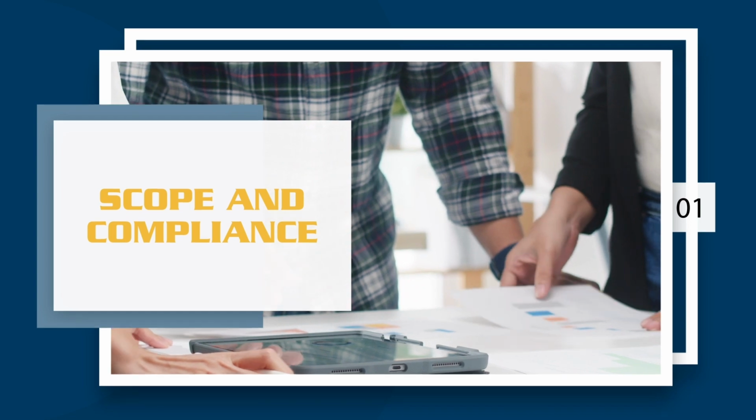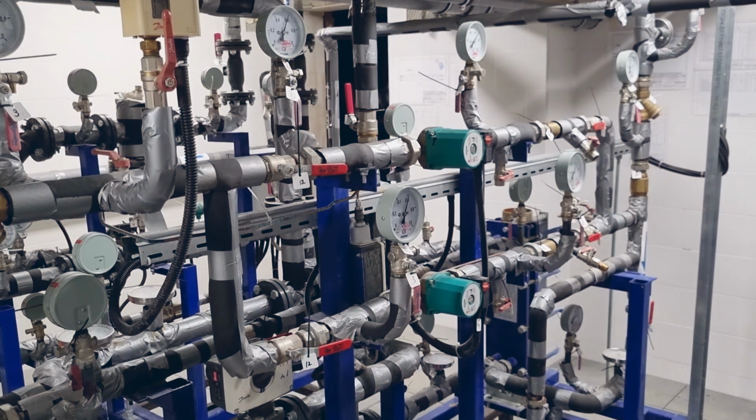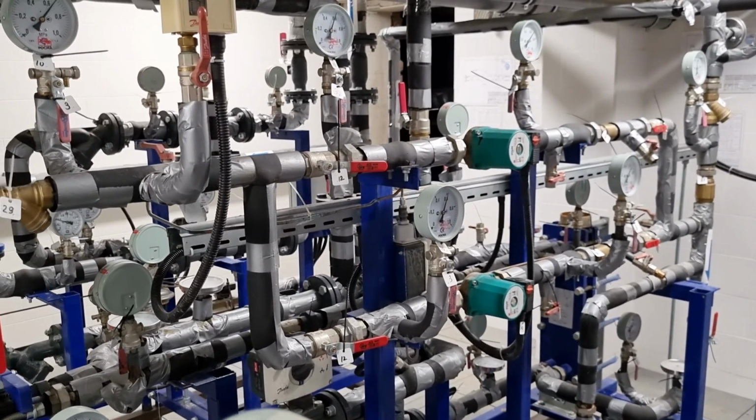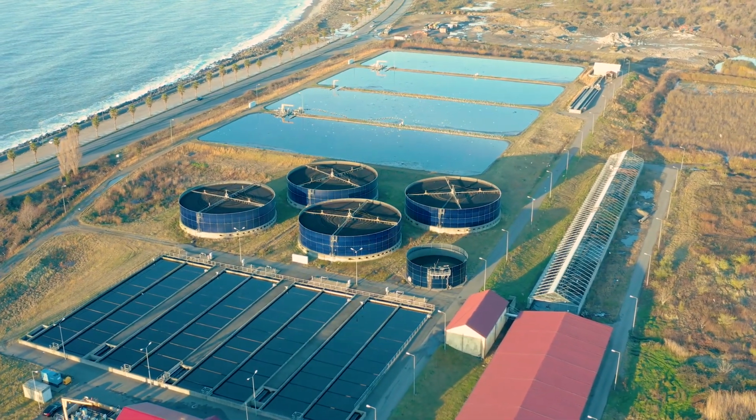First up is scope and compliance. What's the purpose of the skid? What chemical is it pumping, and at what flow rate and pressure? Defining the function of the chemical within the overall process is crucial. You'll also need to determine the duty cycle and whether redundancy is necessary for critical operations.